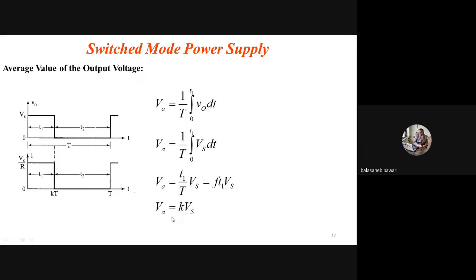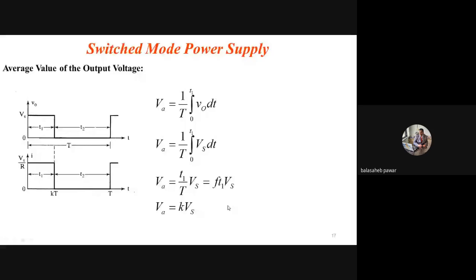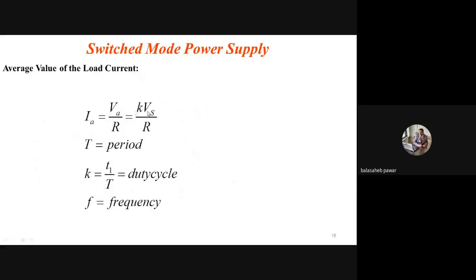So this VA is nothing but the average output voltage of this pulsating DC, and that is equal to K times Vs, or you can write capital D times Vin. Vs is nothing but the supply voltage, right? Similarly, the average value of load current, you just divide it by the load resistance R. That means IA equals VA by R. We got that VA equals K times Vs, and hence it is K times Vs by R. That's all. Already I mentioned what is that K and what is that F.